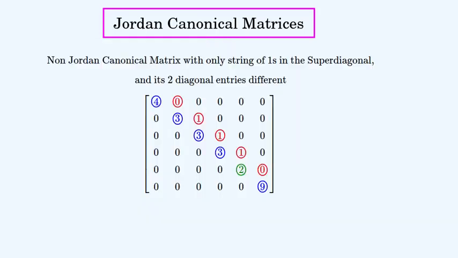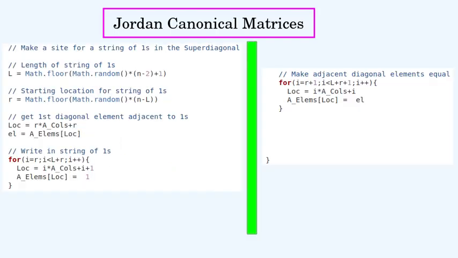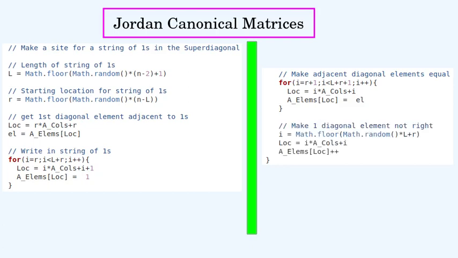And we'll make a Jordan matrix with one of the diagonal elements wrong, because it isn't equal to the diagonal elements that it should be. I've circled it in green. Now we'll create this Jordan canonical matrix with a string of ones and one wrong diagonal element. We'll start off by making a diagonal matrix. Then we'll put a string of ones in the superdiagonal, with all of their corresponding diagonal elements equal. Then we'll make one of the diagonal elements wrong by incrementing it by 1.